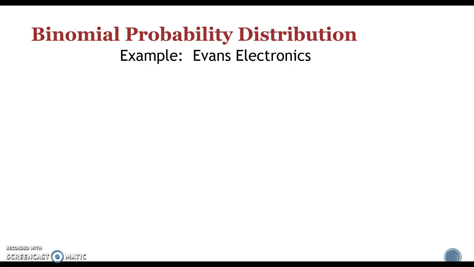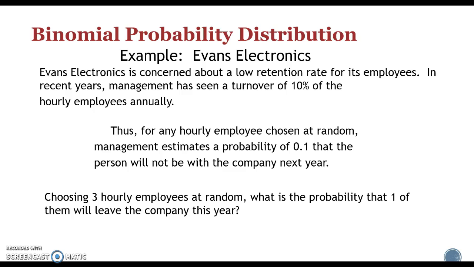So Evans Electronics has a low retention rate for their employees. Management has actually seen a turnover of 10% annually, which is a lot. So they want to choose 3 hourly employees at random and estimate the probability that each person will not be at the company next year. So what are the chances that these people will be at the company next year?